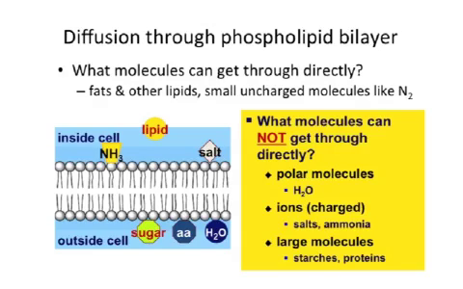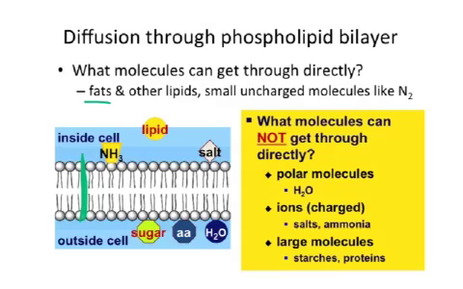So anything that's very, very small and uncharged or nonpolar is able to go directly through the phospholipid bilayer. Again, it has to be small and nonpolar. This includes fats and other lipids and very small uncharged particles like nitrogen gas. Nitrogen gas and oxygen gas can go straight through the phospholipid bilayer because they're nonpolar and they're very small.